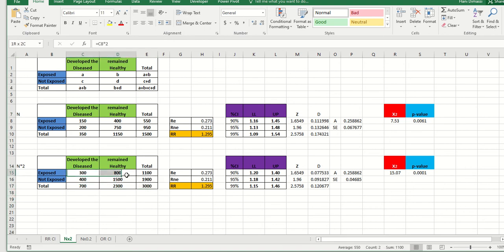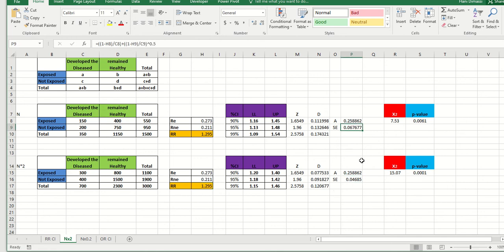And you will notice that if you multiply everything by 2, the risk in the exposed, the risk in the not exposed, and the relative risk are not going to change. They're going to remain the same. And they ought not to change. I mean, that's what should happen. If you take a bigger sample size, the estimates are supposed to remain the same. However, notice what happens to, let me take you directly to the standard error over here.